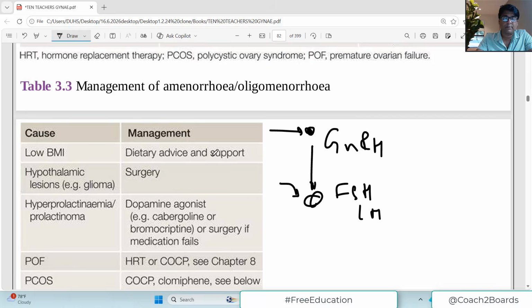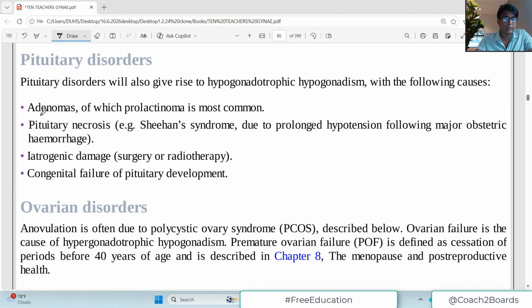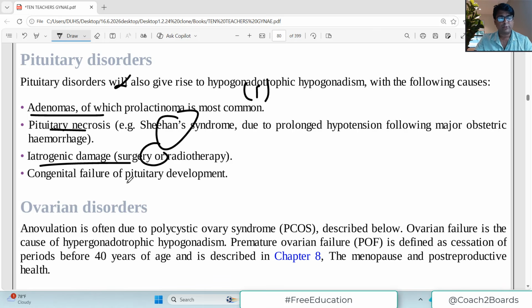सो नाउ लेट्स टॉक अबाउट कि पिट्यूटरी में क्या क्या गड़बड़ हो सकती है. सो पिट्यूटरी में कोई ट्यूमर हो सकता है, नेक्रोसिस बिकॉज ऑफ शीहैन सिंड्रोम, दैट्स बिकॉज ऑफ प्रेगनेंसी. इंक्रीज होता है साइज, फिर उसमें नेक्रोसिस हो जाती है. आइट्रोजेनिक डैमेज, कोई सर्जरी कर रहे थे, पिट्यूटरी डैमेज कर दिया, और कोई कॉन्जेनाइटल पिट्यूटरी डेवलपमेंट में इशू था.